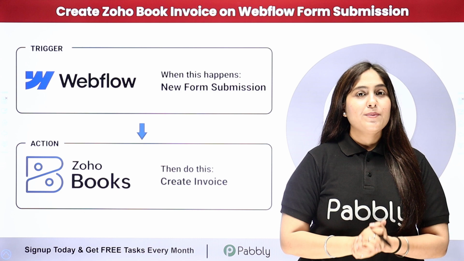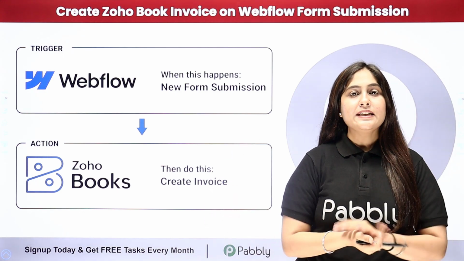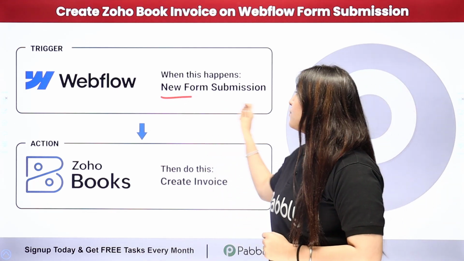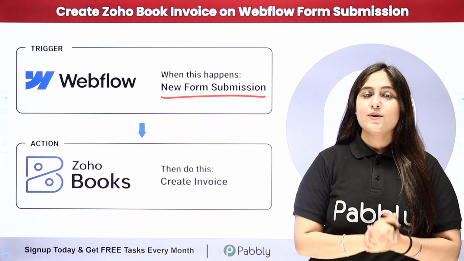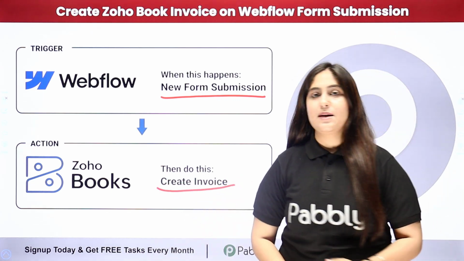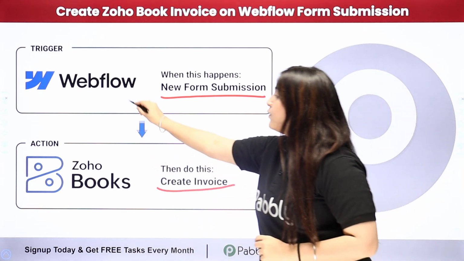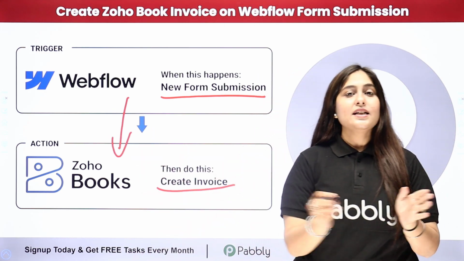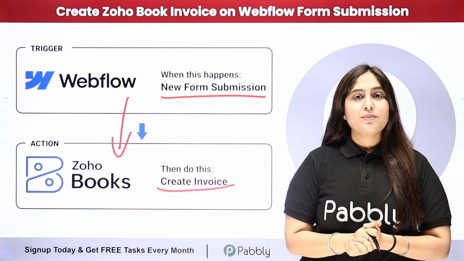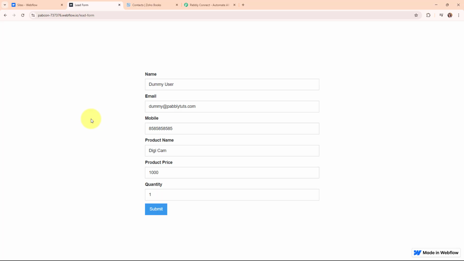So here I'm an owner of a business and I have created an order form using Webflow where I'm adding all the order details that I'm receiving. So here my objective is, as soon as I make a new form submission, then automatically using all the details, a new invoice should be created in my Zoho Books account for the same. So now here to automate the entire process, I need to connect my Webflow with my Zoho Books account using an automation software named Pabbly Connect. So to see the working of this automation and to learn this process step by step, let me take you to my screen. Welcome to my screen.